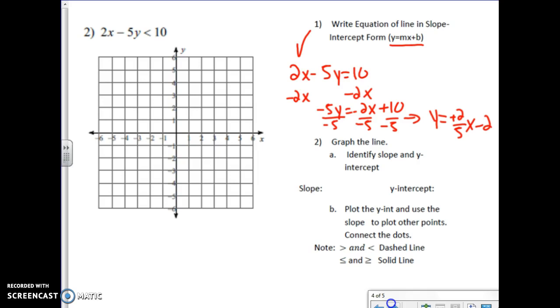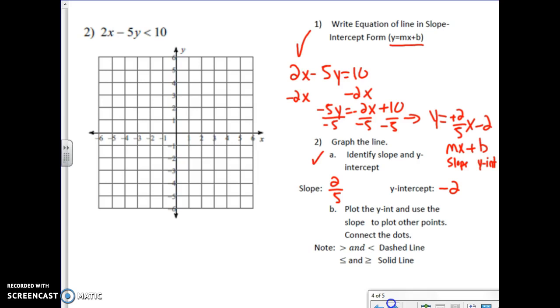Step 2, I want to graph the line. In order to do that, I need to identify what the slope and the y-intercept are. So y equals mx plus b, slope and y-intercept. My slope is 2/5. My y-intercept is -2. Part A is done.